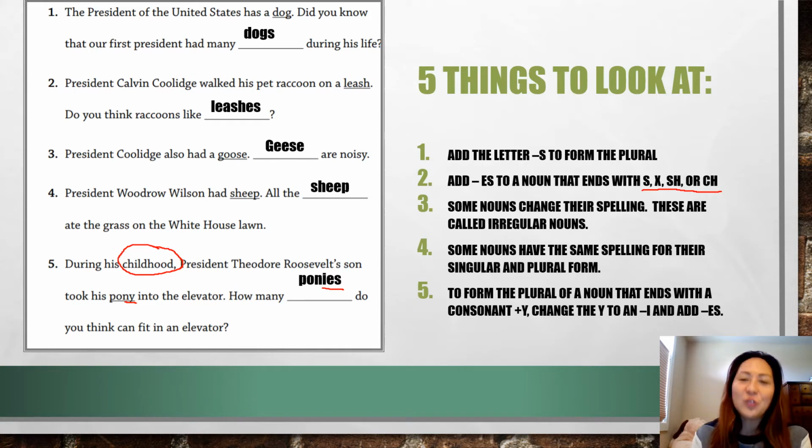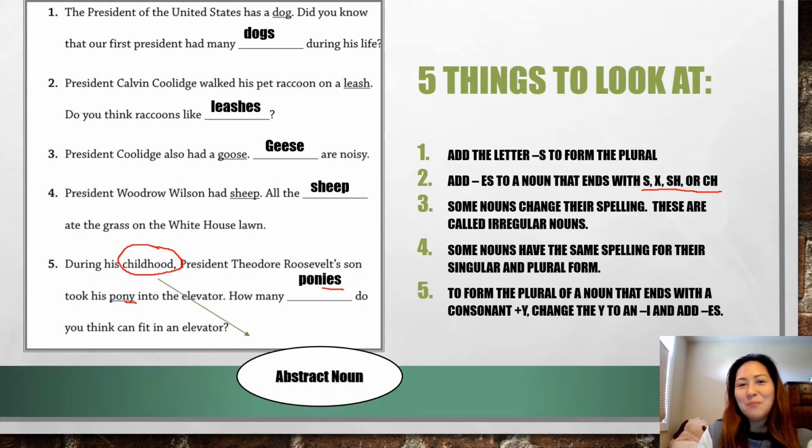Those are concrete nouns. Now, childhood is a type of noun that you can't touch. It's like love, or like before I said happiness, and those are called abstract nouns. And I just wanted to point that out to you real quick so that you do know that there are 2 different types of nouns besides just singular and plural, where one you can actually touch, which is a concrete noun, and ones you can't touch, which is called an abstract noun.